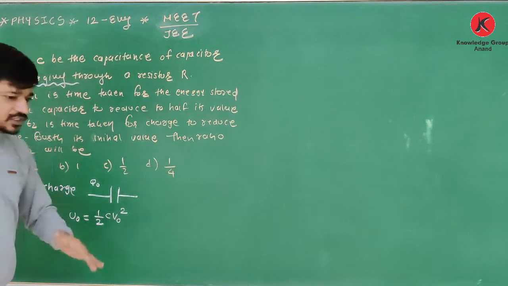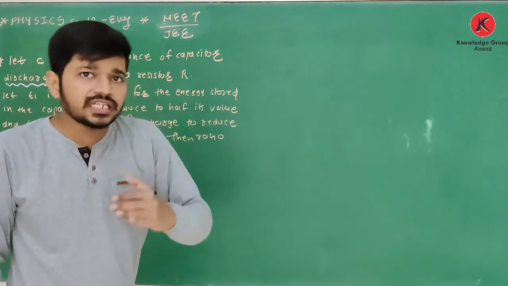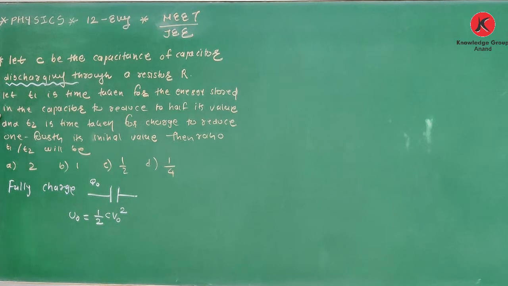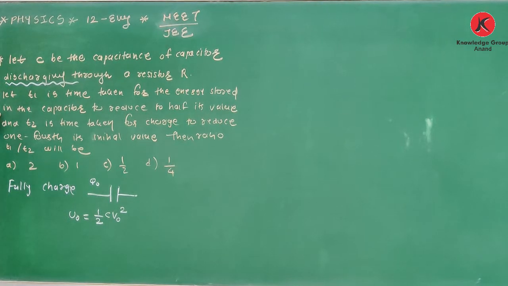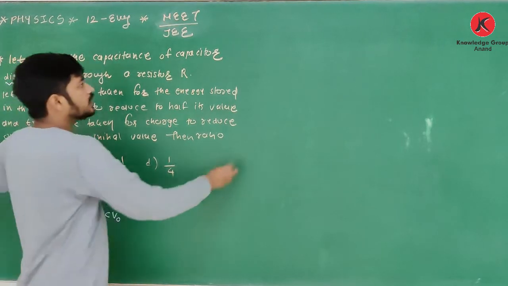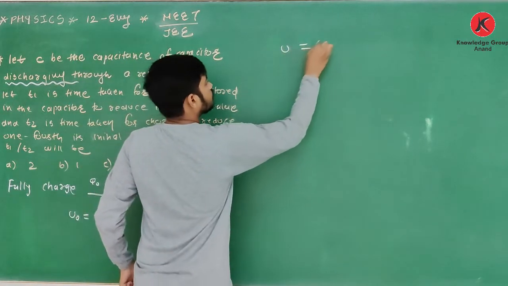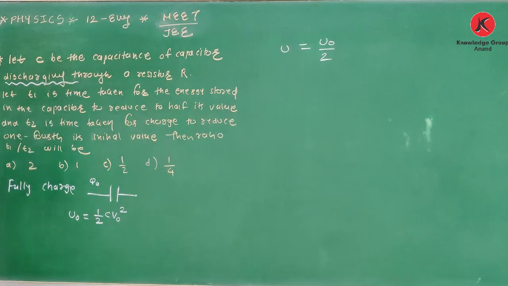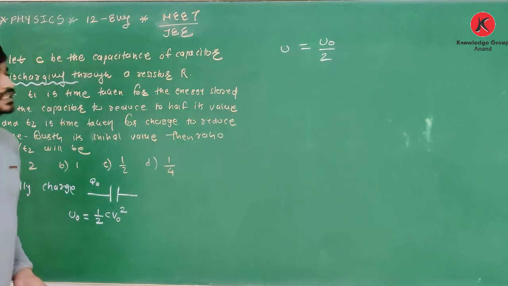In the discharging process, charge on the plates of the capacitor decreases, so its energy also decreases. T1 is the time taken for the energy stored in the capacitor to reduce to half its value. To reduce to half its value means U is equal to U0 by 2. Yes or no? Yes, it is.